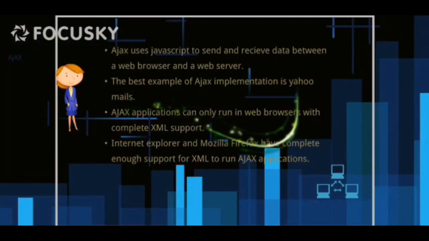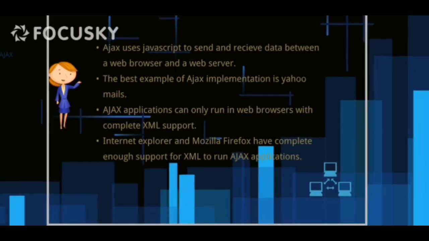Ajax uses JavaScript to send and receive data between a web browser and a web server. It allows web pages to be updated asynchronously by exchanging small amounts of data with the server behind the scenes. The best example of Ajax implementation is Yahoo Mail. Ajax applications can only run in web browsers with complete XML support. Internet Explorer and Mozilla Firefox have complete enough support for XML to run Ajax applications.